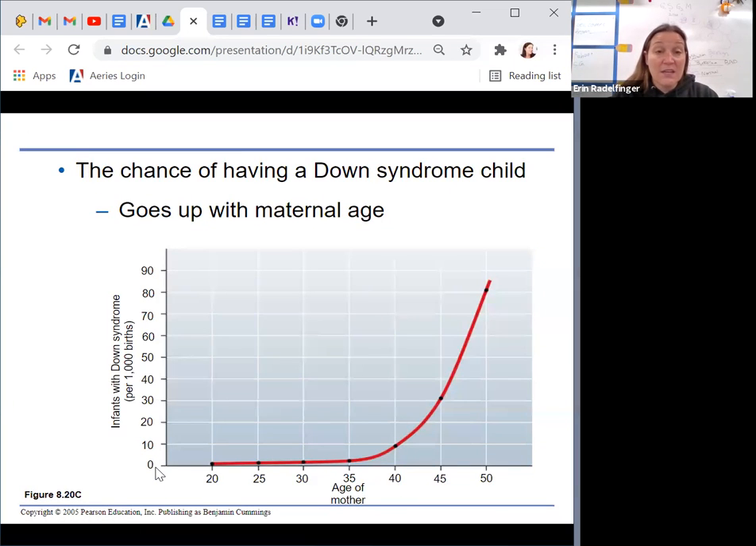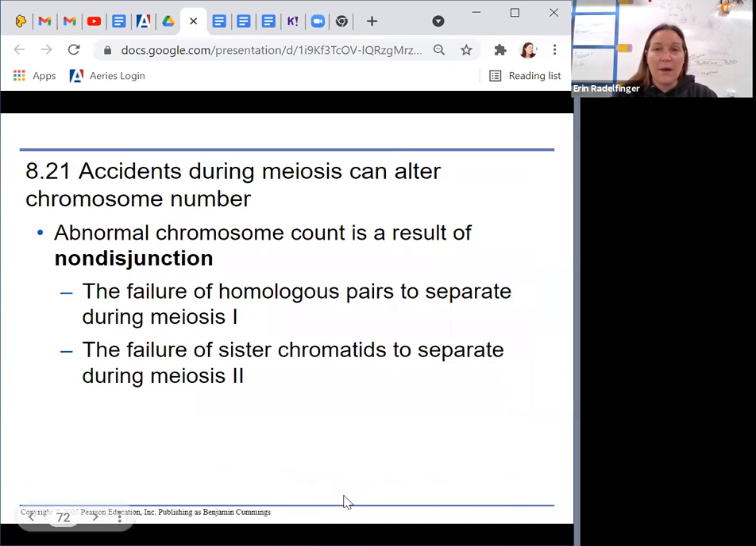The chance of having a child with Down syndrome actually increases with mom's age. Anybody over 35 years of age is considered a geriatric pregnancy. That just means we have to be a little more careful, and there's an increased risk of trisomy 21. Again, trisomy 21 is a result of a mistake during meiosis. Sometimes when the homologous pairs or the sister chromatids don't separate, it's called nondisjunction. And now these two that didn't separate get inherited together, giving us an entirely extra chromosome.